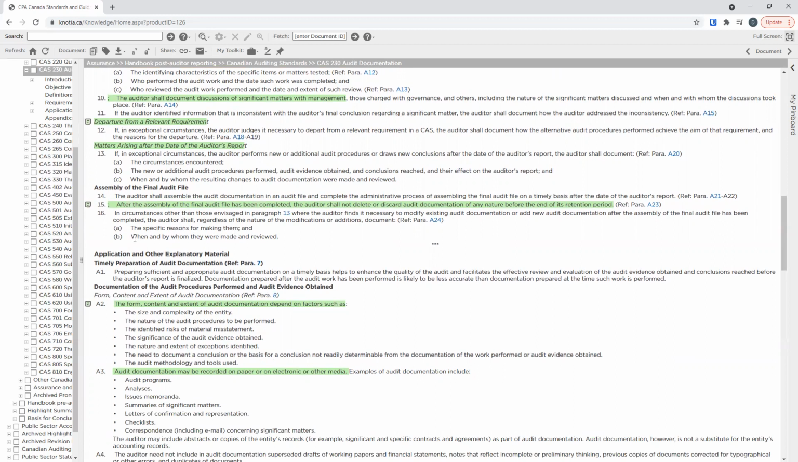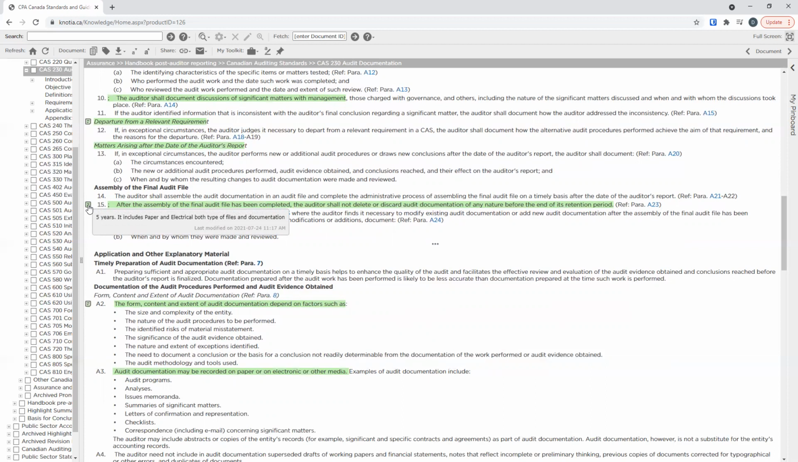This is also important, that after the assembly of the final audit file is completed, the auditor shall not delete or discard any audit documentation of any nature before the end of its retention period. The retention period usually is 5 years, and it includes paper and electronic. So computerized files, or sometimes audit software, any information captured on audit software, and actual paper evidence like third-party confirmations and statements. So everything is included in the audit documentation. It has to be preserved for 5 years.